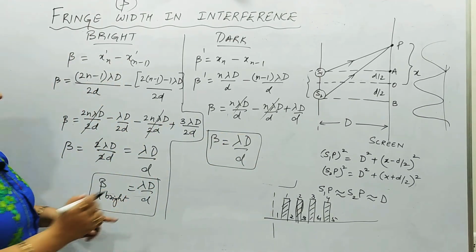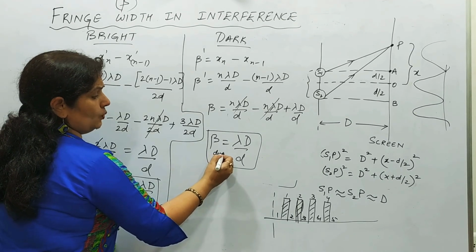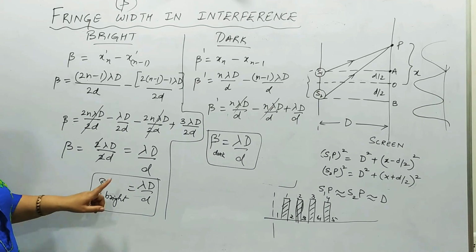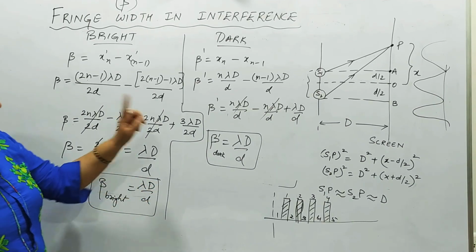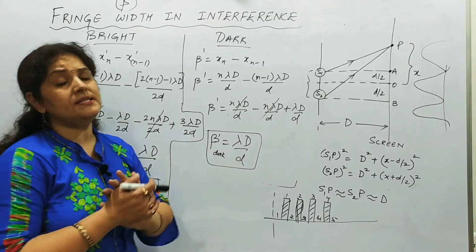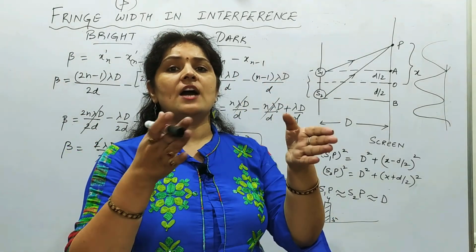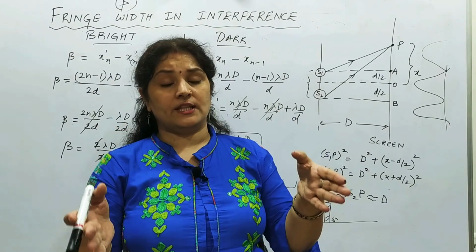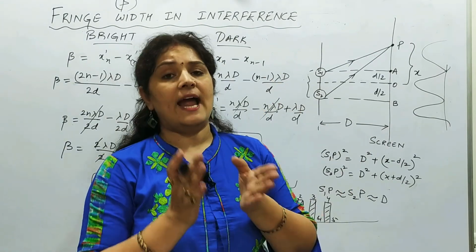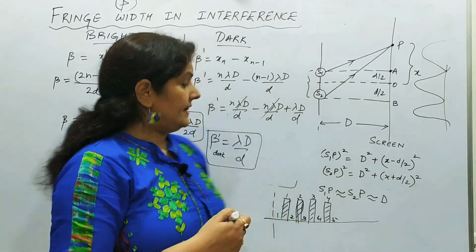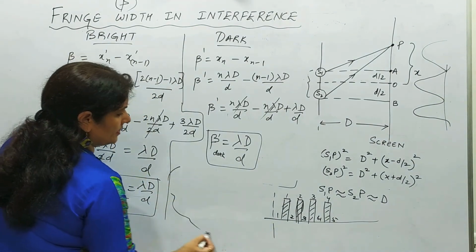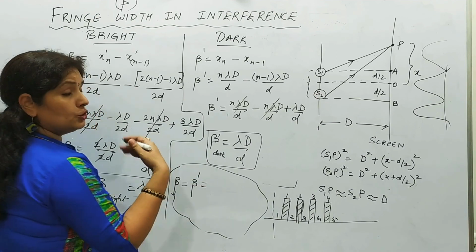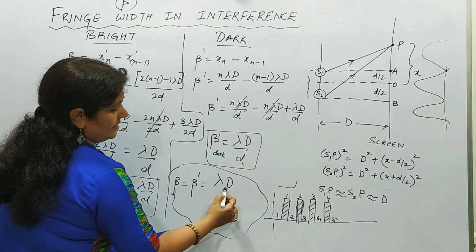Can you find out what is the difference between the dark fringe width and the bright fringe width? Beta dash, this is lambda D by d. This is also lambda D by d. What does it mean? It means that all the dark fringes have same width. All the bright fringes have same width. And the width of bright fringe and dark fringe is also same. That is, we may conclude here beta is equals to beta dash. The fringe width of both will be lambda D by d.